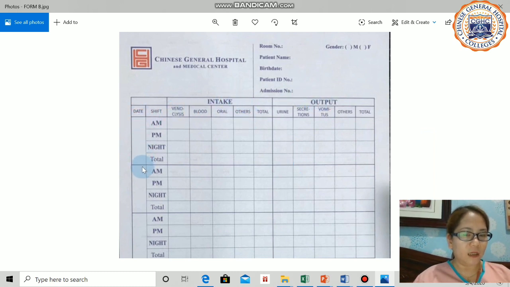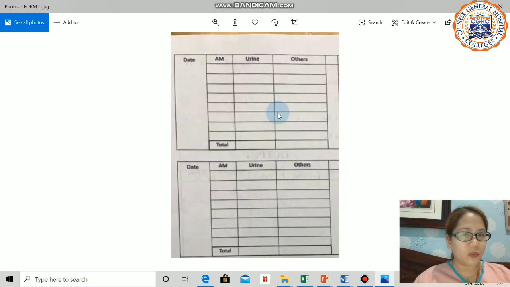So, you write the date here, and then for AM shift, you have to use the black color ball pen. So, venuclysis, yung mga IV fluids mo, blood, then oral, lahat ng pumasok orally, and others, then total. So, for AM shift, pag ganon, PM, pag ganyan, then night shift. Tapos, pag natapos na yung AM, PM, si night shift na yung mag-total ng lahat. So, same with your output. Dito sa output, may urine, secretions, vomitus, others, and the total.